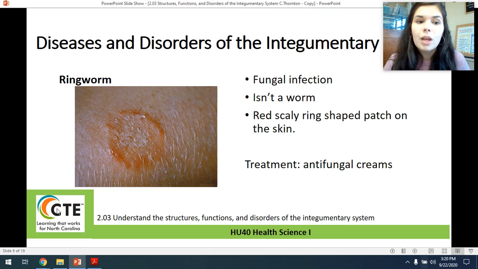Next, we have ringworm. And ringworm is another fungal infection, but it isn't actually a worm. It's really just a red, scaly, ring-shaped patch that will appear on the skin caused by the fungus, and the treatment is just an antifungal cream.